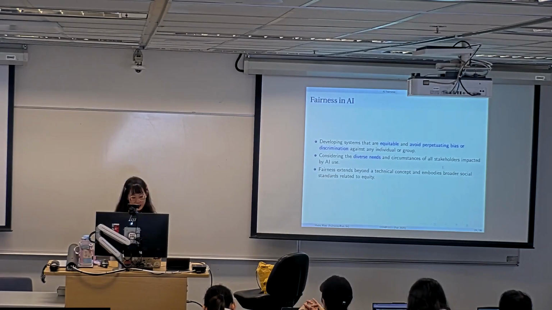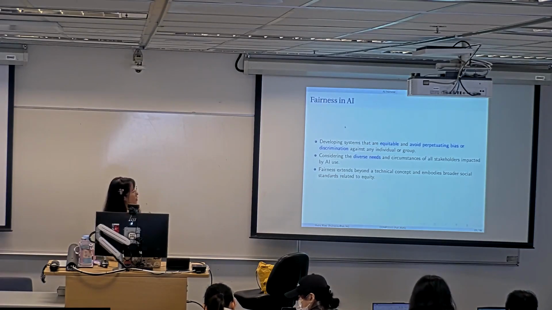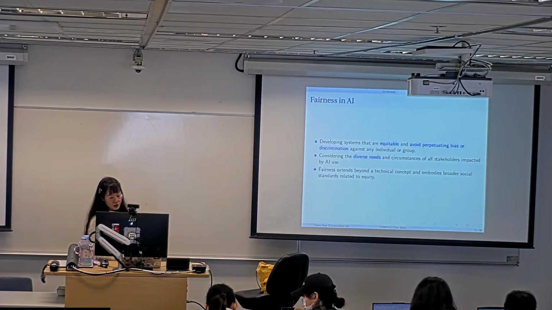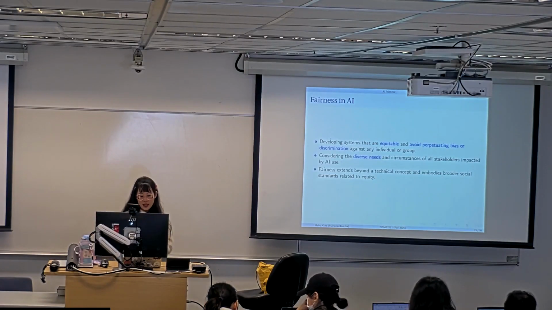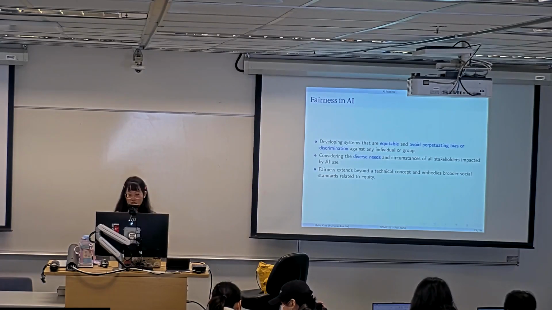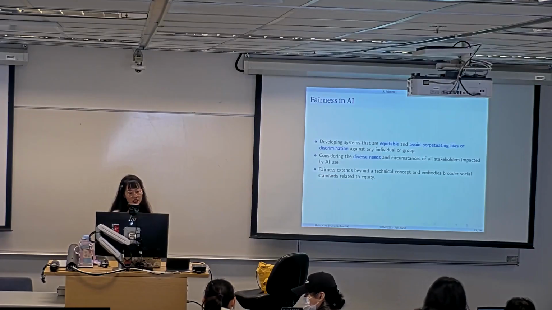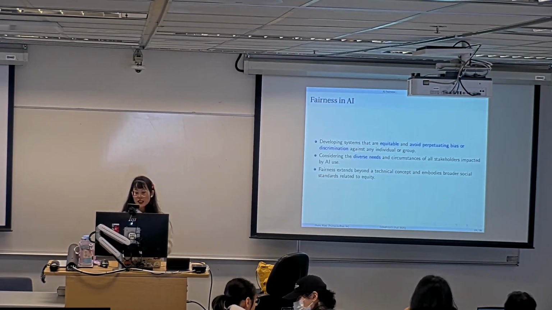What is fairness in AI? When we're talking about fairness in AI, we are talking about 3 aspects. The first aspect is that we need to develop systems that are equitable and avoid perpetuating bias or discrimination against any individual or group. The second aspect is that we need to consider the diverse needs and circumstances of all stakeholders impacted by AI use. The last aspect is that fairness extends beyond a technical concept. It's not only a technical concept, it embodies the broader social standards related to equity.